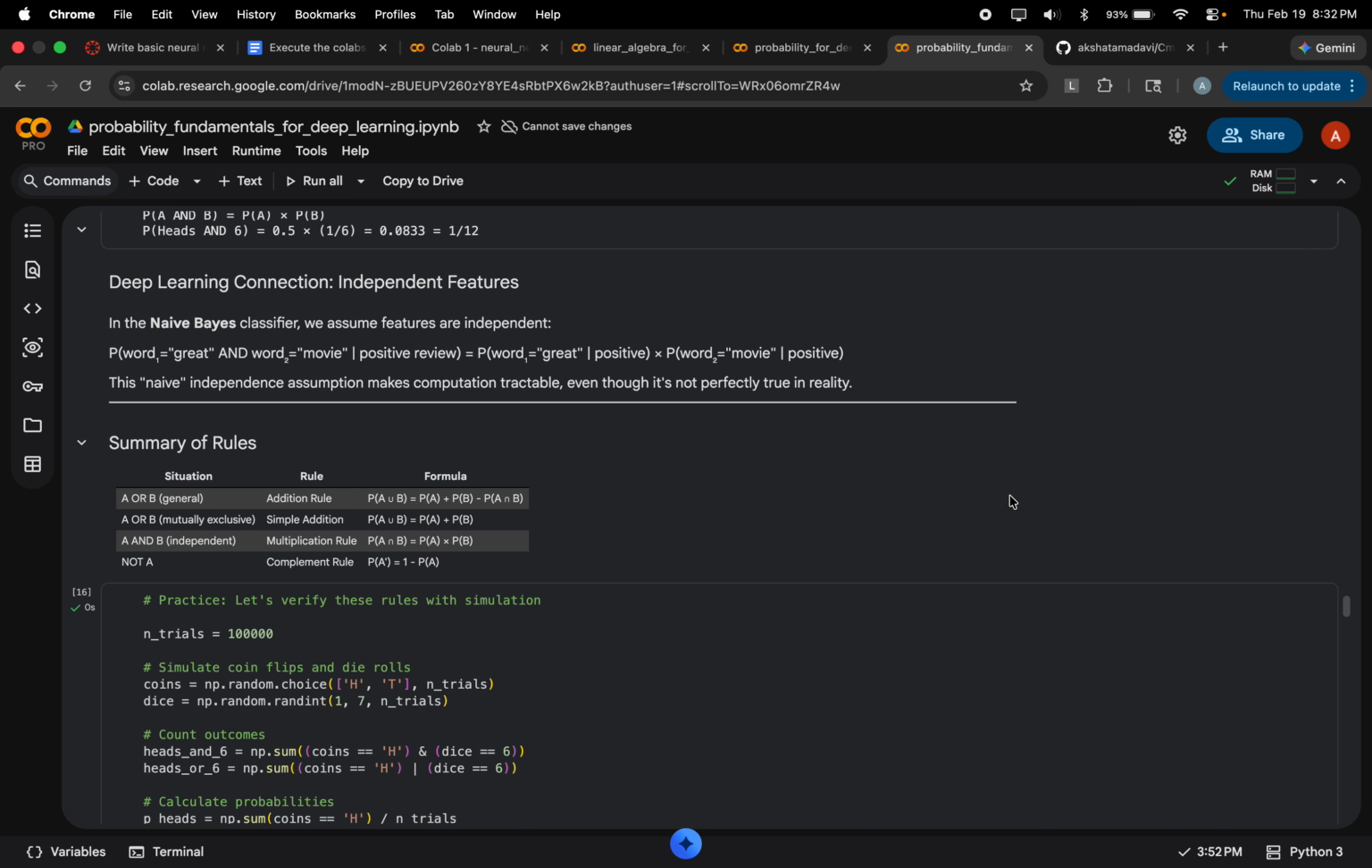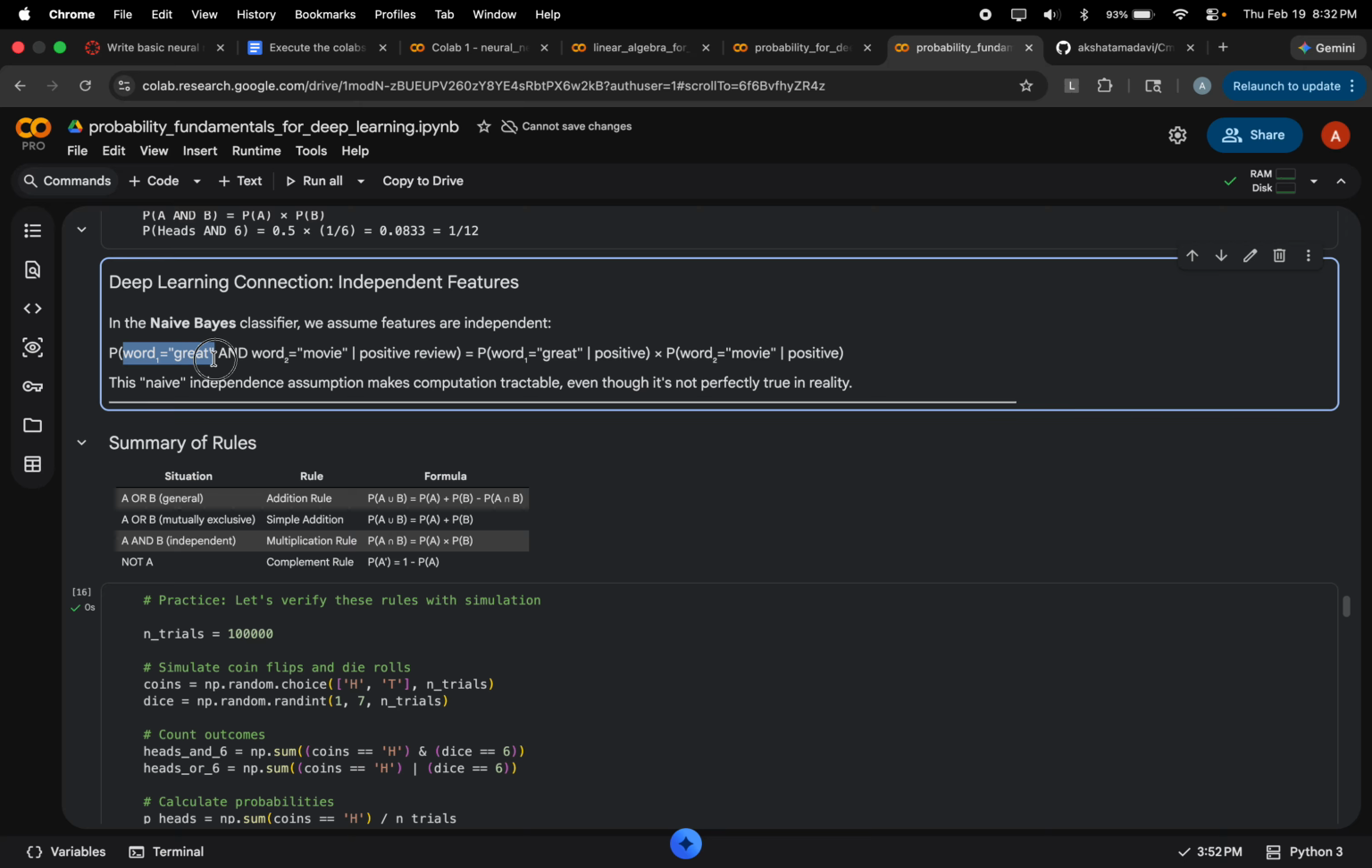So, the deep learning connection: independent features. In the naive Bayes classifier, we assume features are independent. So P of the word "great" and "movie" given a positive review can be changed to multiplication: "great" given positive and "movie" given positive. The naive independence assumption makes computation tractable, even though it's not perfectly true in reality.